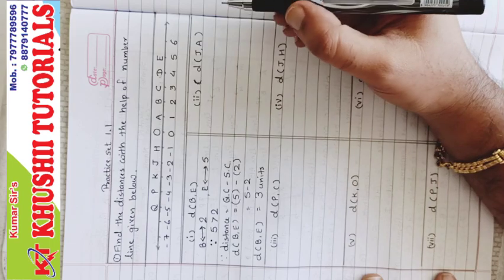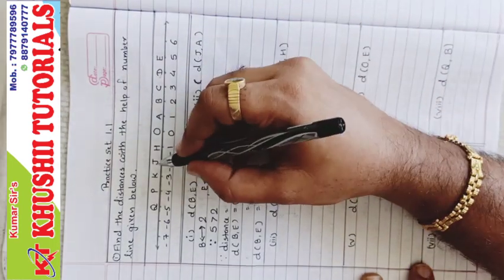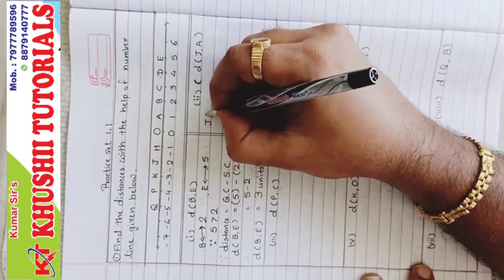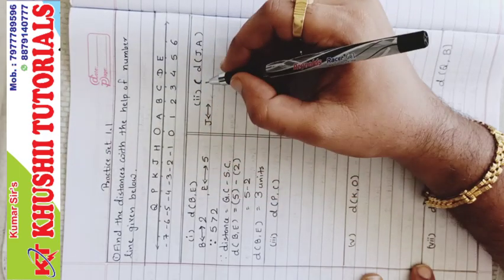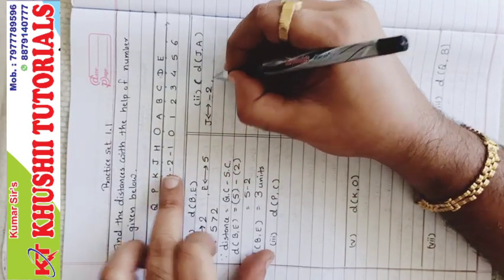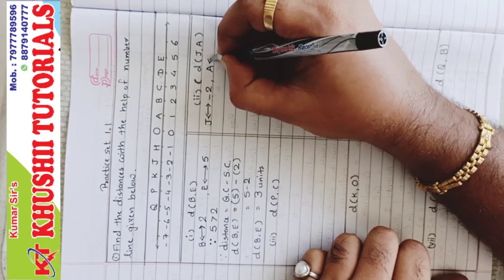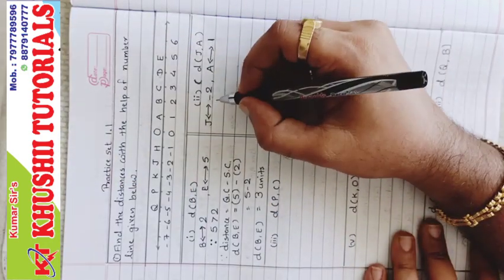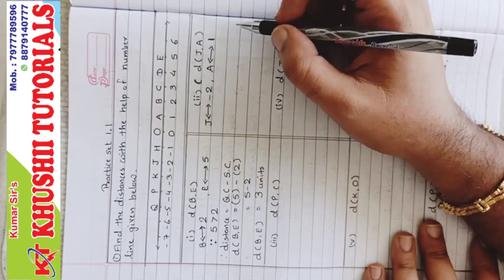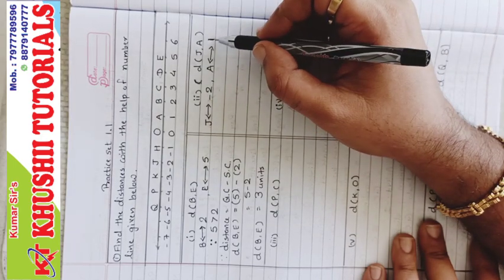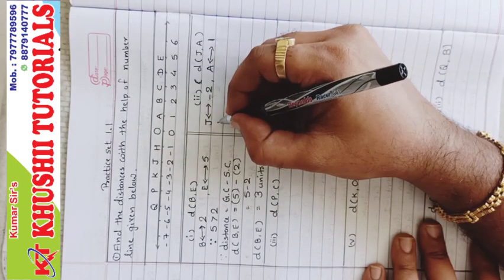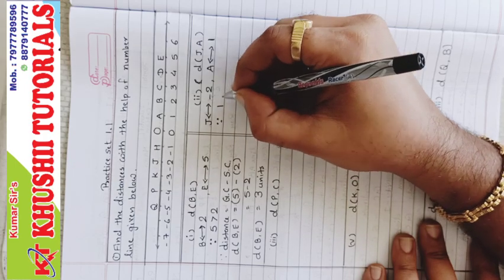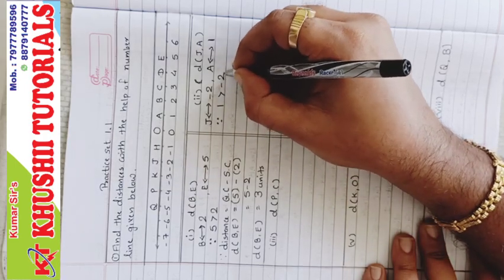Distance j comma a. So coordinate for j. What is coordinate for j? Minus 2. What is coordinate for a? Coordinate for a is 1. Now we have to compare which is greater and which is smaller. Definitely a positive number is always greater than a negative number. So we'll write since 1 is greater than minus 2.